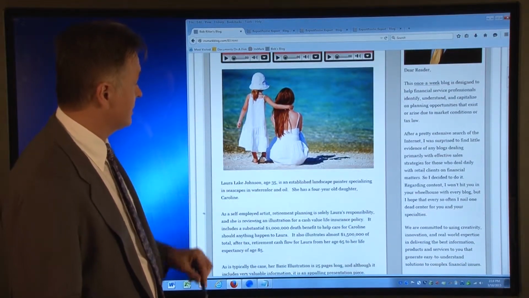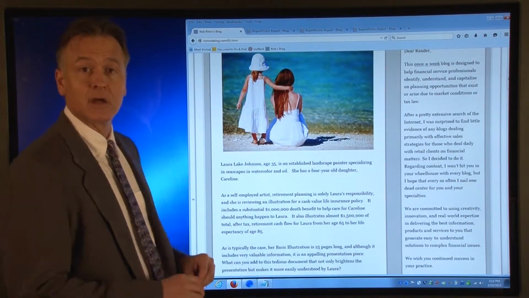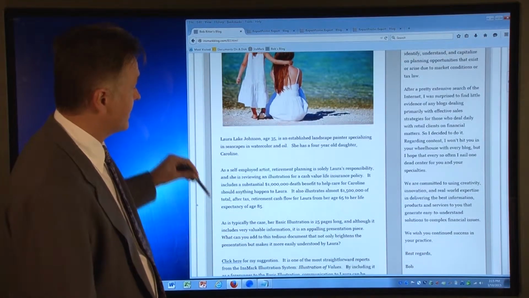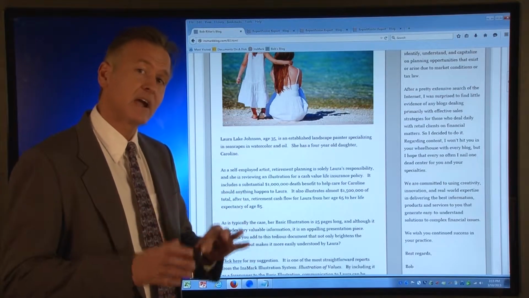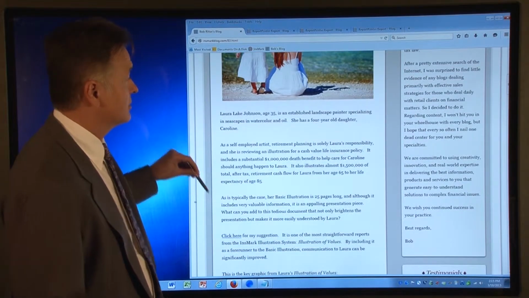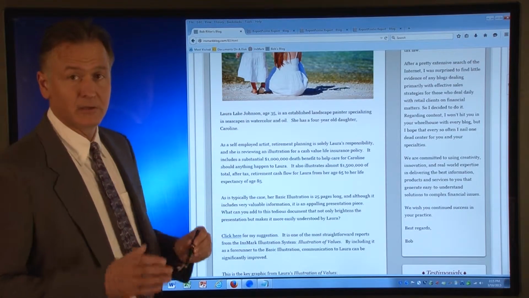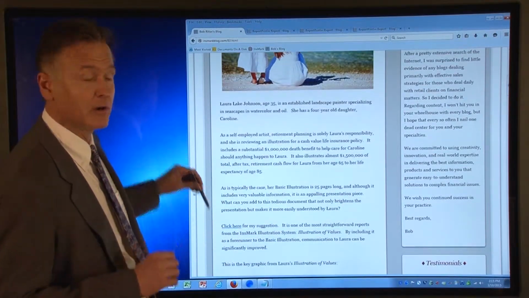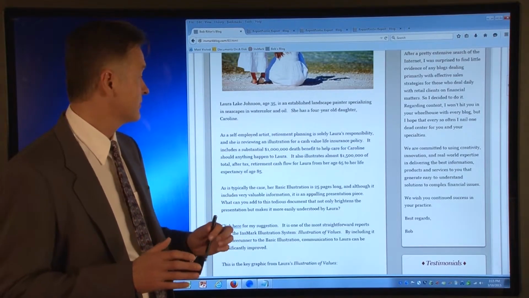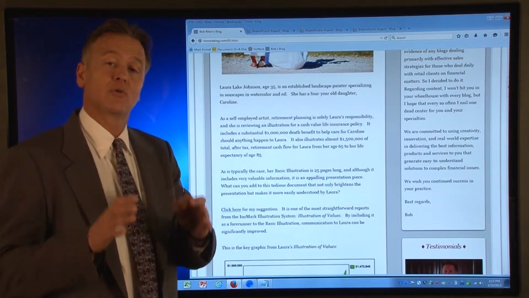Here we have Laura Lake Johnson. She's 35 years old. She's an established painter. She does seascapes and oil watercolor. And as a self-employed artist, she's entirely responsible for her own retirement planning. In addition to Laura, she also has a 4-year-old daughter, Caroline. In this particular case, we're going to look at a policy with a $1 million death benefit with a 5-pay premium of $22,700. And then we're going to see the retirement income that can generate at Laura's age 65.